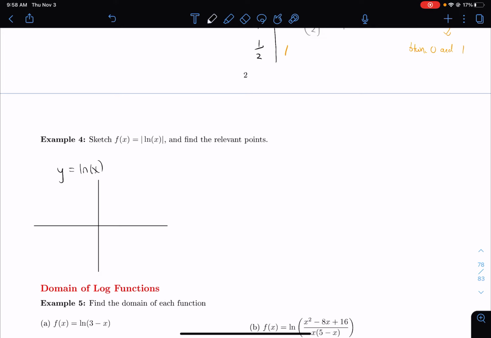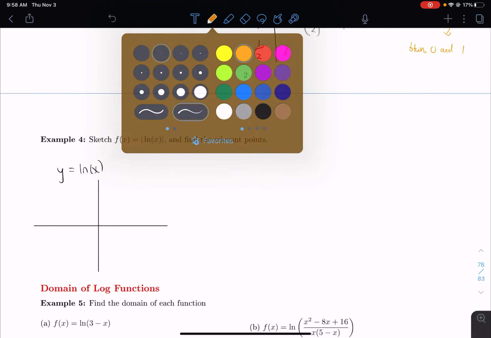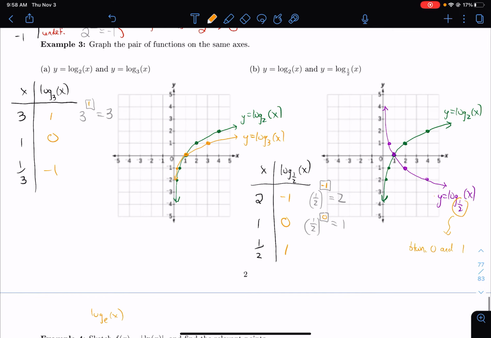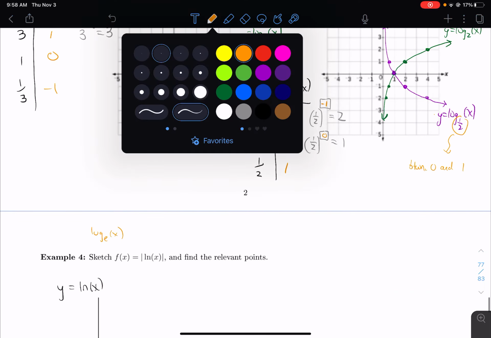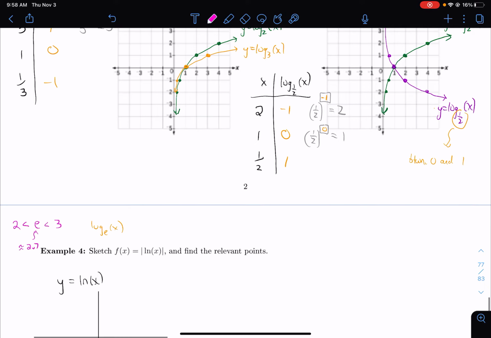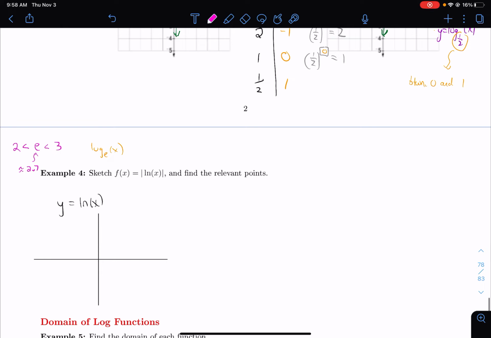Okay, so one of the key things to know about this one is, well, ln is just another log. Like ln means log base e of x. So I would kind of expect its graph to look like the graphs of log base 2 of x and log base 3 of x, especially because e as a number is between 2 and 3. Remember, e is about 2.7. So I'd expect it to kind of look like those graphs.